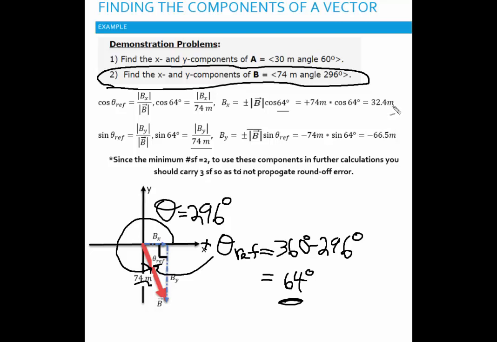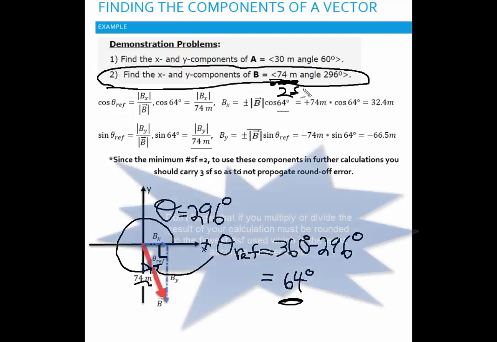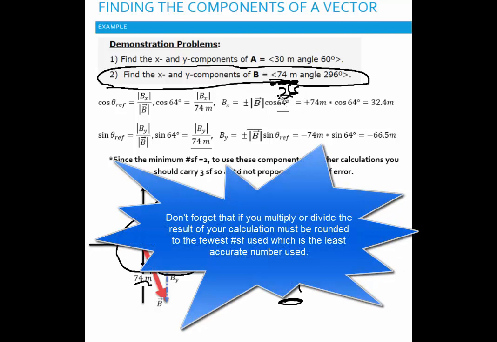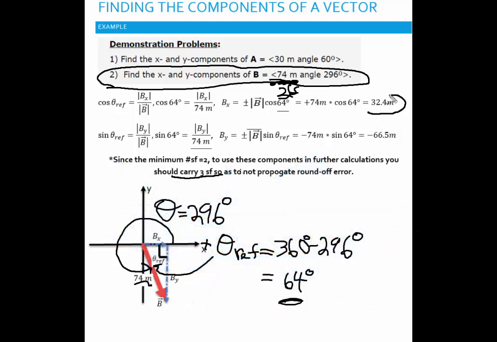Now note that we will be using these vector components in future calculations. Here, 74 meters is only two significant figures. That means our final answer will have to be rounded to two significant figures. Therefore, to not propagate round-off error, we must carry at least one extra significant figure. So here we round this to 32.4 meters. If this was a final step, we would have to round to only 32 meters. But we will be using these vector components for future calculations.